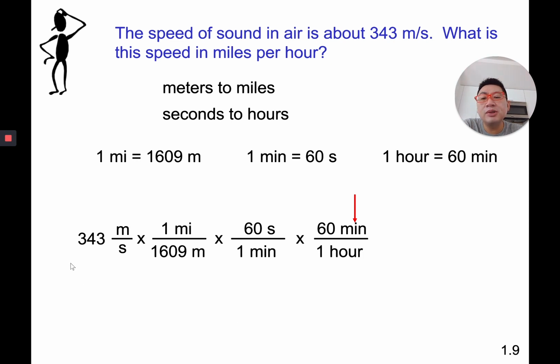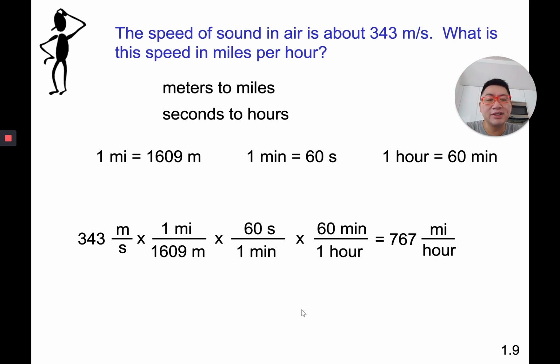And if I were to multiply this all out in the calculator, 343 meters times 60, divided by, notice this is in the bottom, the denominator, divided by 1,609, you get 767. So 343 in the numerator, times 60, divided by 1,609, that is 767. Technically, 3 significant figures. Okay, so if you have more digits, 3 significant figures, 767. And I put miles per hour. Wait, where do you get the miles per hour from?